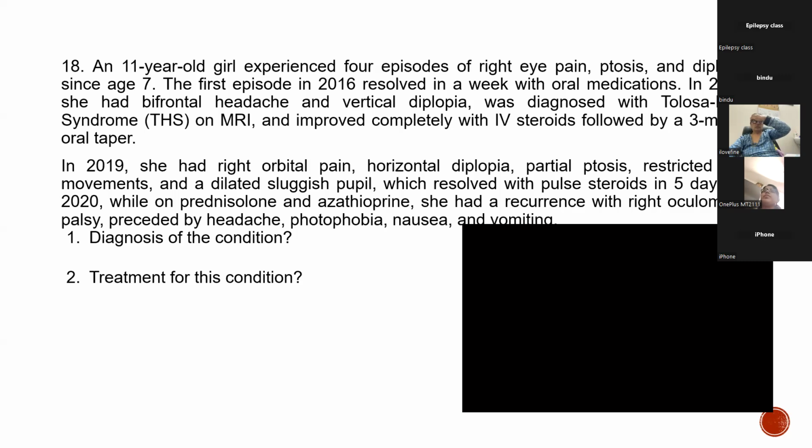And it improved completely with steroids, followed by a 3-month oral tapering of the steroids. In 2019, she presented to our OPD with right orbital pain, horizontal diplopia, partial ptosis, restricted eye movements, and a sluggish pupil. This time, imaging was done. In view of previously improving with steroid, a pulse of steroid was given, and she completely improved. But in 2020, the fourth episode, while on prednisolone and azathioprine tapering dose, she had a recurrence with right oculomotor palsy, preceded by a headache, photophobia, nausea, and vomiting.